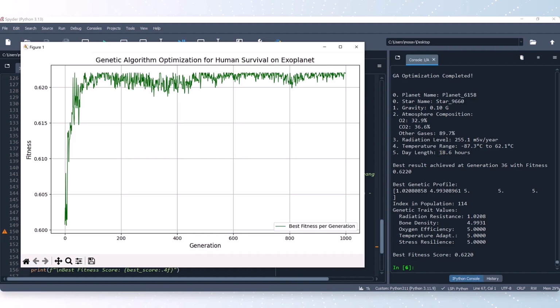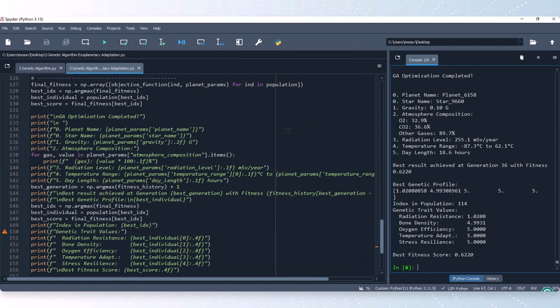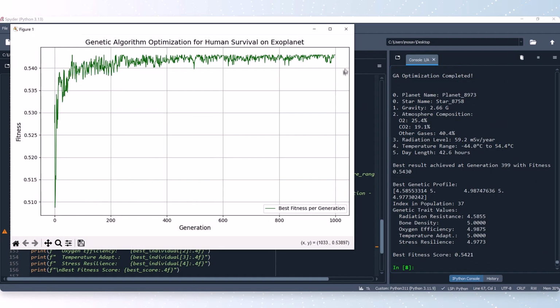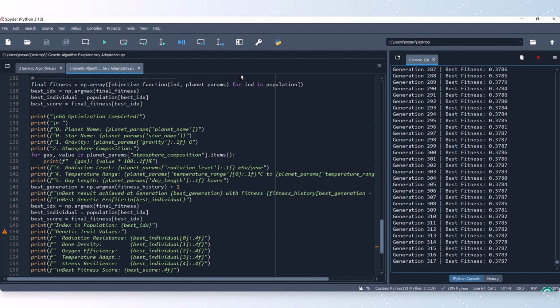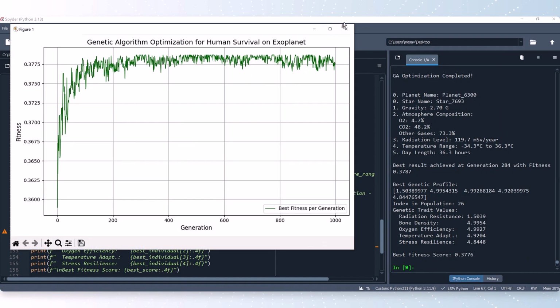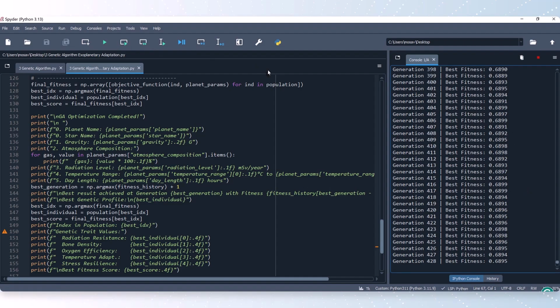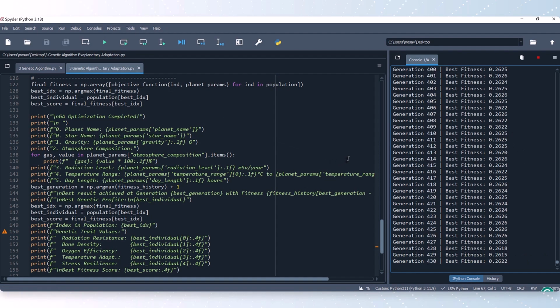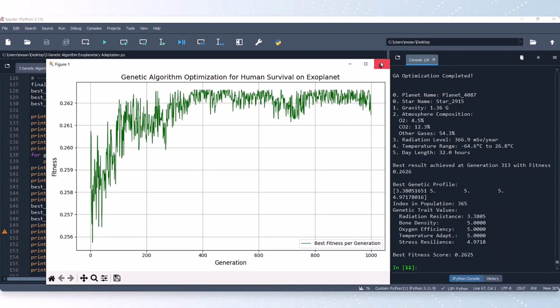So basically a little bit of improvement in the day length, in the temperature, in the radiation level, in the atmosphere. That's why it happened. So I'm going to run it multiple times to see if maybe we can achieve above 0.8. Not that good. Not that good. This is good. Horrible.